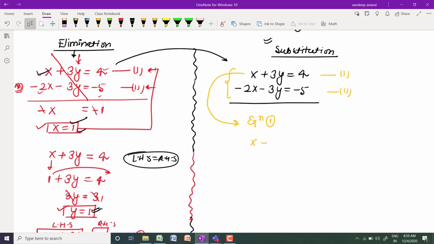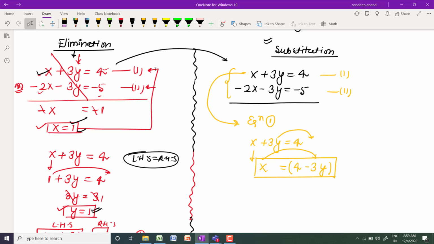So this is x plus 3y is equal to 4. Now I want to calculate one variable value. I am taking this x and transferring the y term to the right hand side. So what will I get? I'll get x equal to 4 minus 3y. This is one variable value I found from equation 1 with respect to y. So this is the value of x in terms of y.